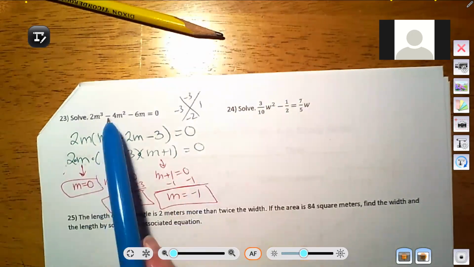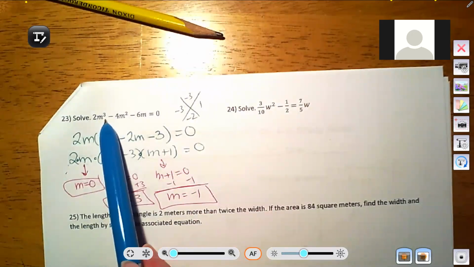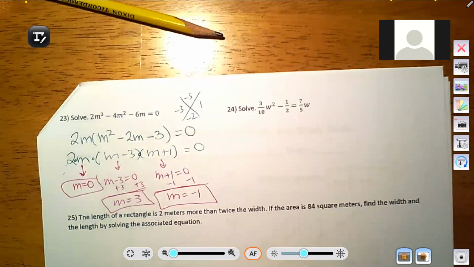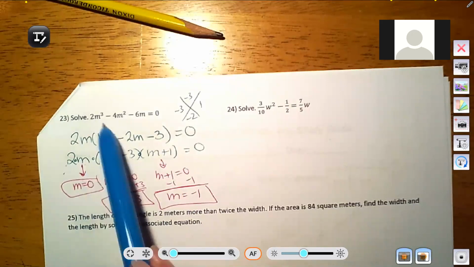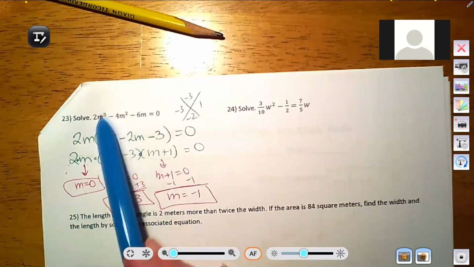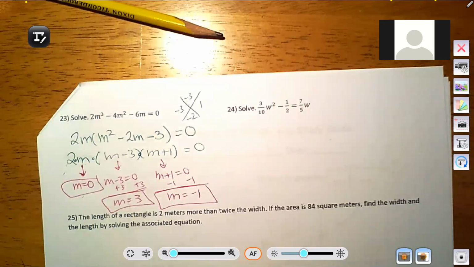It's interesting that, you'll learn this and it comes up more later, the highest exponent actually tells you how many solutions your problem will have. Sometimes it means you're going to have 2 of the same, but essentially I have 3 solutions because it's a third degree polynomial here, so 1, 2, 3 solutions.